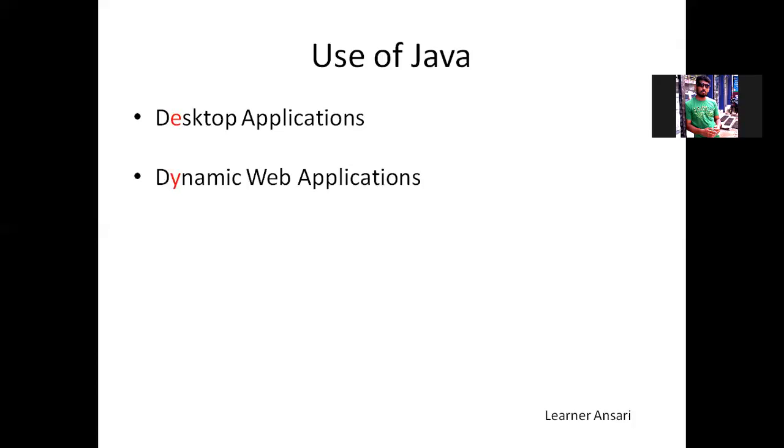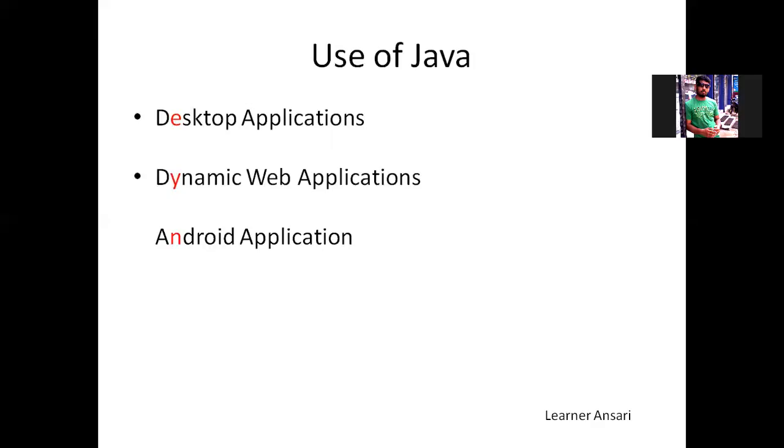And the second use of Java is you can develop a dynamic web application. I hope you are aware of HTML, the hypertext markup language. Using HTML, we are able to develop only a static web page. By merging Java and HTML, we can build a dynamic web application with the help of J2EE technology. So Java does provide tools to develop a dynamic web application.